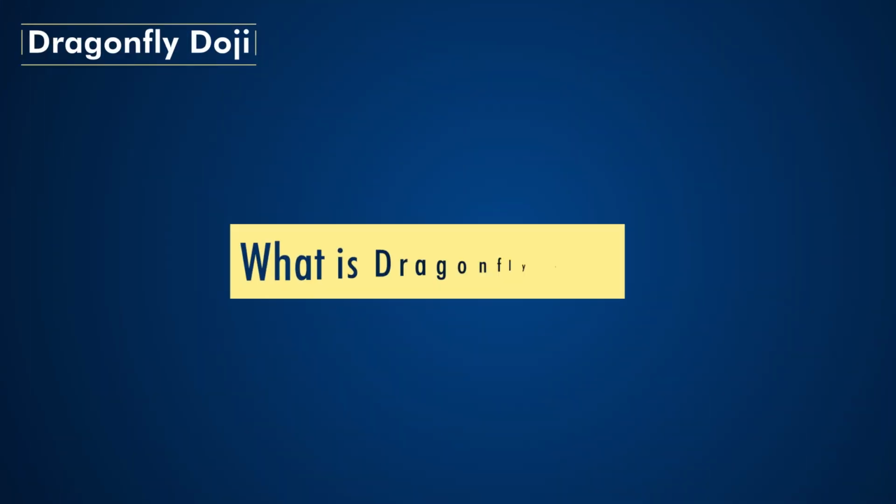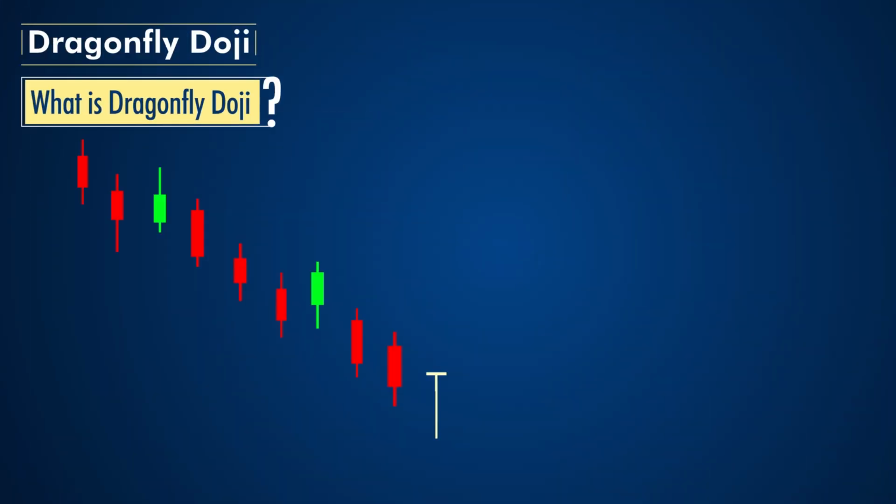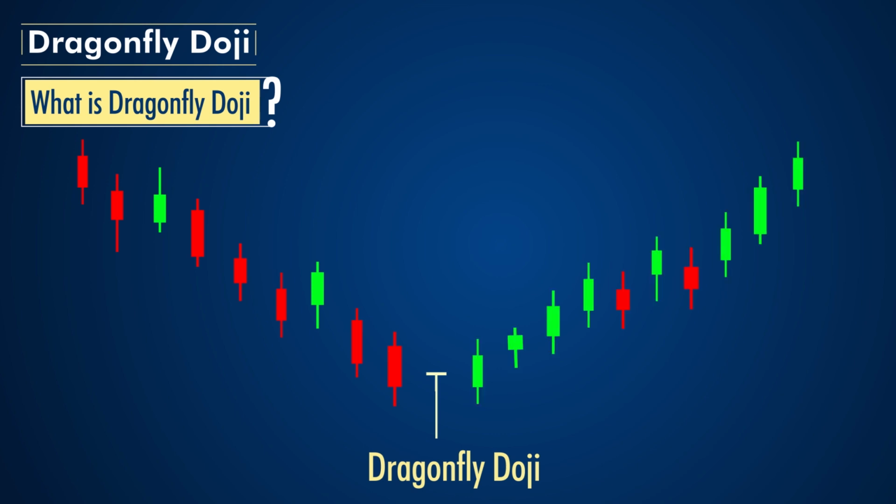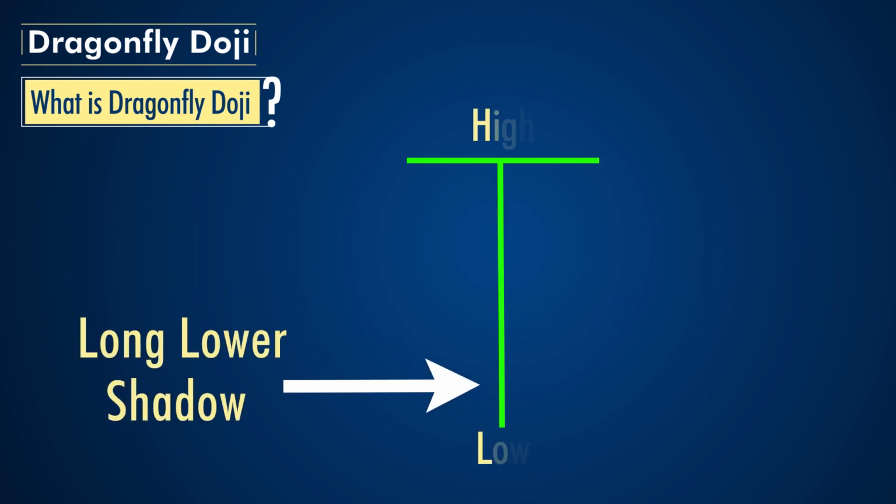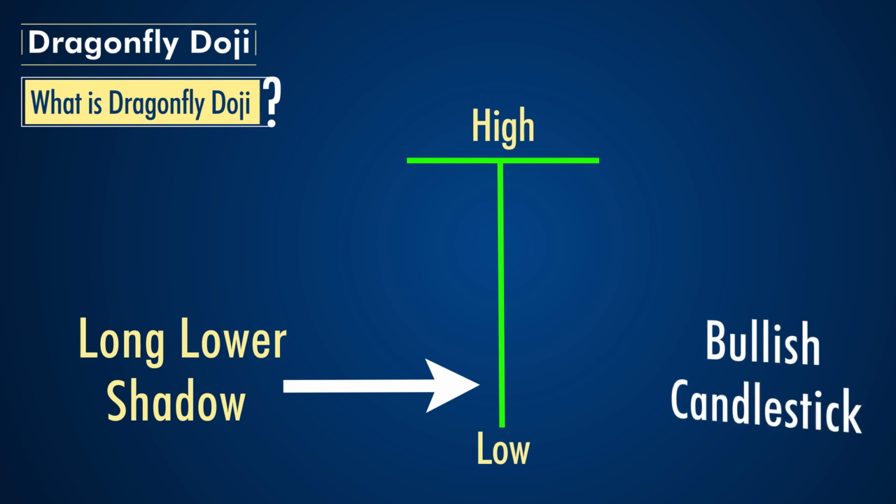What is Dragonfly Doji? This pattern appears at the end of the downtrend and indicates a potential bullish reversal. The longer lower shadow indicates that there was aggressive selling during the period of the candle, but as the price closed near the open, buyers were able to push the price back up.